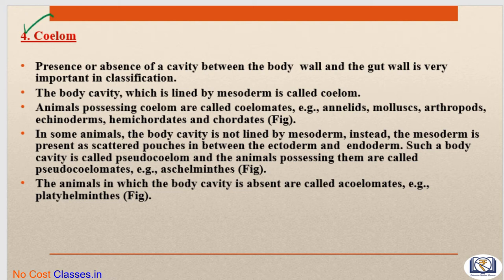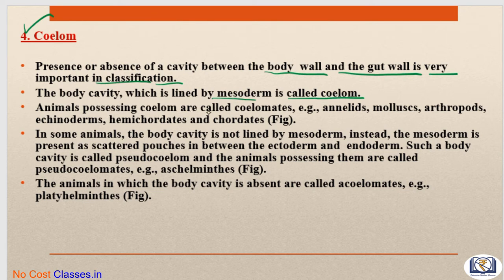Now the next category is coelom. It's a cavity, bachcho, we are talking about the cavity. So presence or absence of a cavity between body wall and gut wall is very important in classification. The cavity may be present between body wall and gut wall, or may not be present, or may be present in certain patches, incompletely developed, you can say. The body cavity which is lined by mesoderm is called coelom. Which body cavity are we talking about? Lined by mesoderm. That's called coelom.